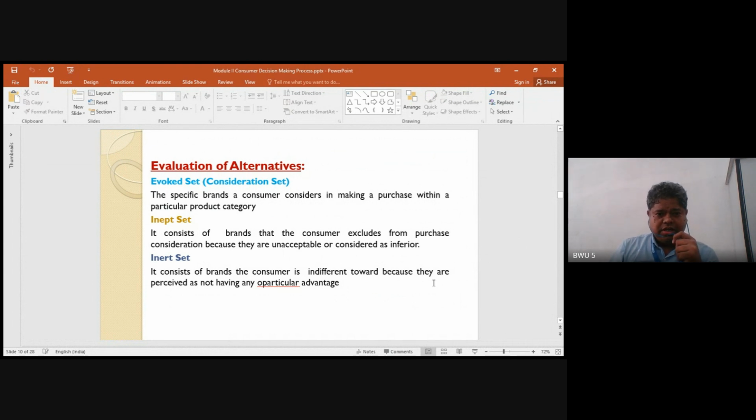Suppose consideration set or evoke set. The specific brands we consider are known as evoke set or consideration set among the available sets. An inept set consists of the brands that consumers basically exclude from purchase. Inert set is basically remaining indifferent, neither positive nor negative inclination.